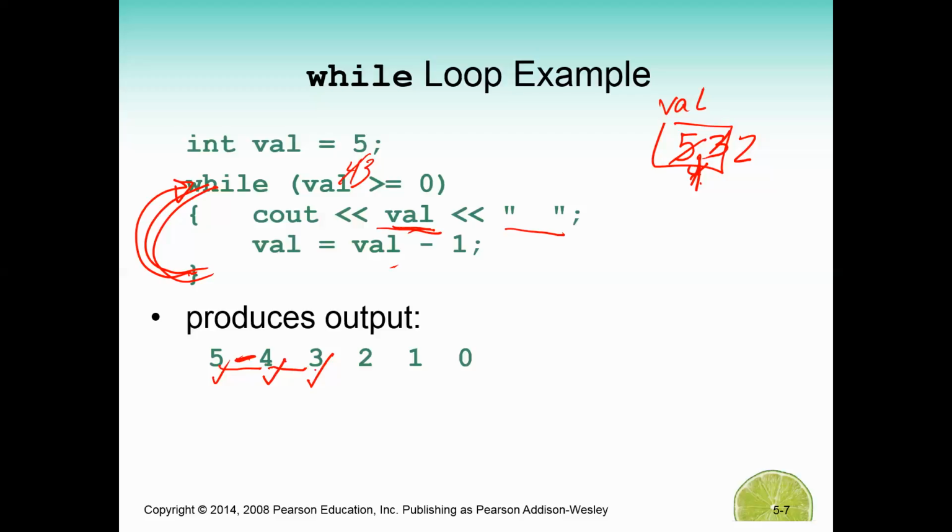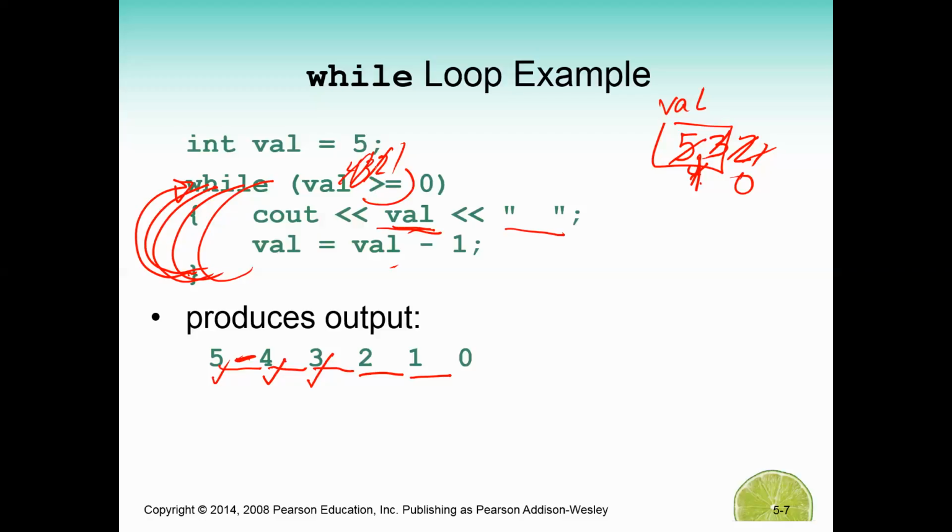Okay. So we go back. Now we have a 2. Is 2 greater than or equal to 0? It is. So we display the 2 and the space. Right? And then we subtract 1. We go back. Now we have a 1. Is 1 greater than or equal to 0? It is. So we display the 1 and the space. We subtract. Now it's a 0. We go back. Is 0 greater than or equal to 0?